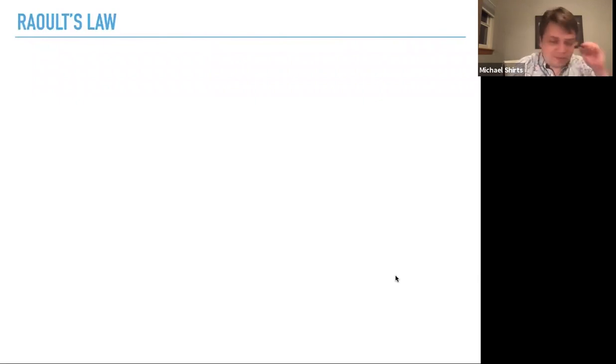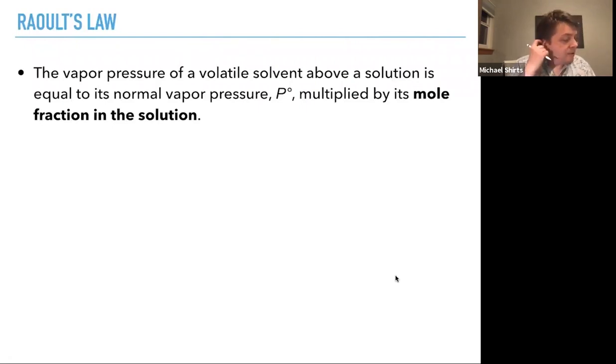So to understand this a little bit more, I'm going to get quantitative. We're going to cover Raoult's law. Raoult's law is that the vapor pressure of a volatile solvent above a solution is equal to its normal vapor pressure multiplied by its mole fraction in solution. So we'd write that as the vapor pressure of the solvent in a solution is going to be the mole fraction of solvent in the solution times what its vapor pressure would be if it was pure.